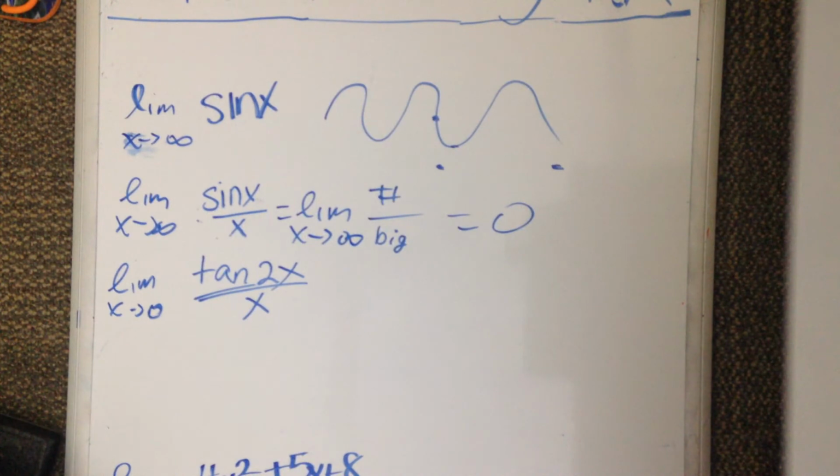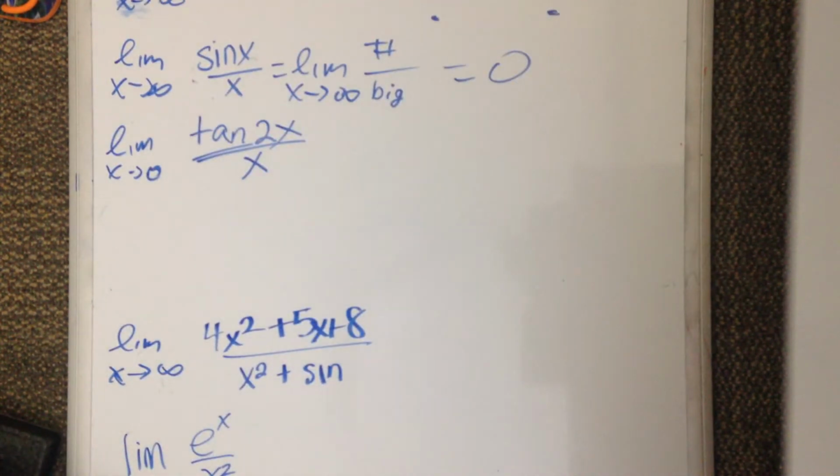Okay, these are all infinities. Now tan of 2x over x. So we're taking a limit again, and this one's really gross. So what do we do?